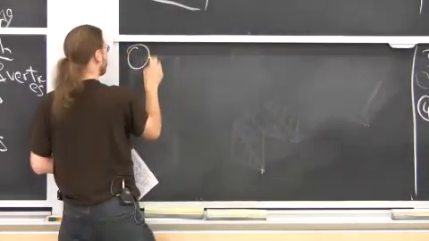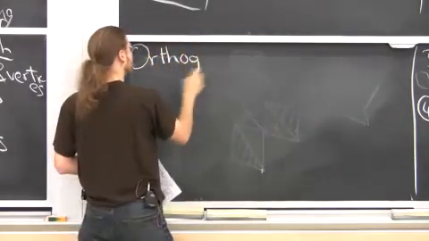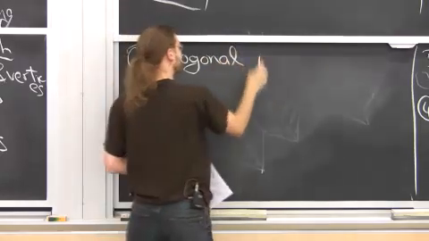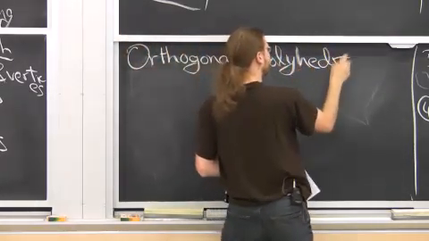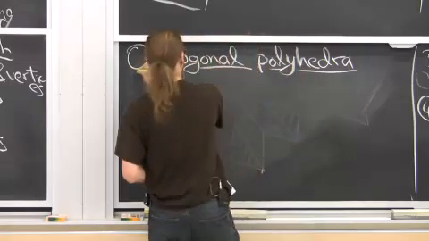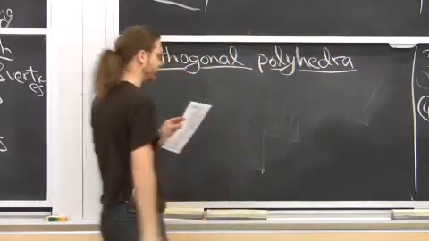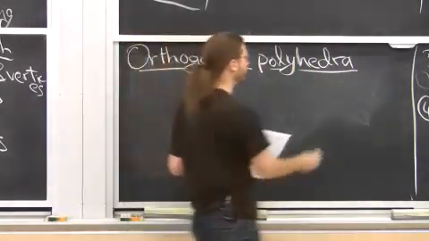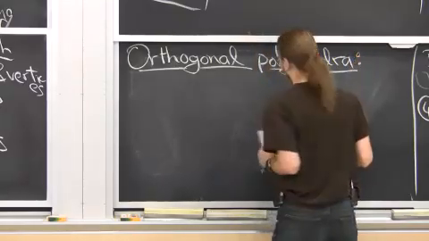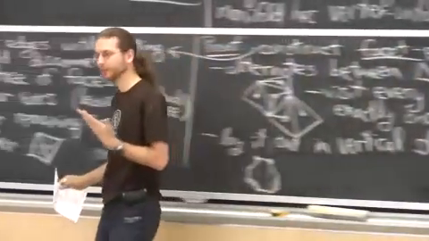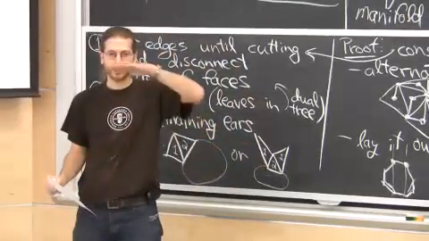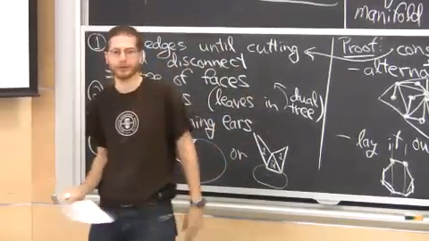Which is orthogonal polyhedra. This is one of my favorite unfolding results. It's by Erik Demaine, Robin Flatland, and Joe O'Rourke. They've done a lot of work in this unfolding area. An orthogonal polyhedron is one where all the faces are perpendicular to one of the three coordinate axes.